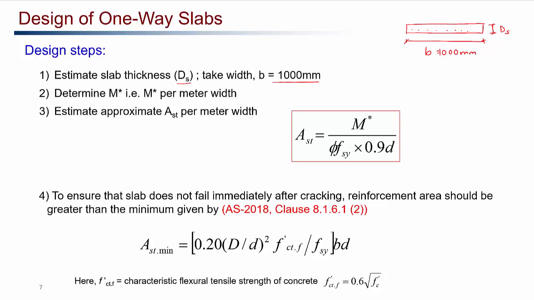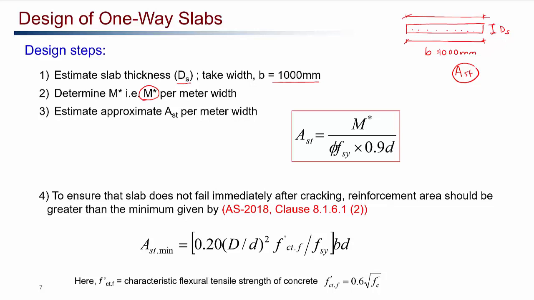So we need to find what is the reinforcement required for this wide beam spanning over the span of L. Now, to do that, we need to find out the design moment M star. That will be found using the simplified method as discussed earlier, using the moment coefficients. So we can find out the positive and negative moments for the slab, and then we have to design the reinforcement for both positive and negative moments. Once we know these design moments, we can estimate the reinforcement required for this 1000 millimeter beam.